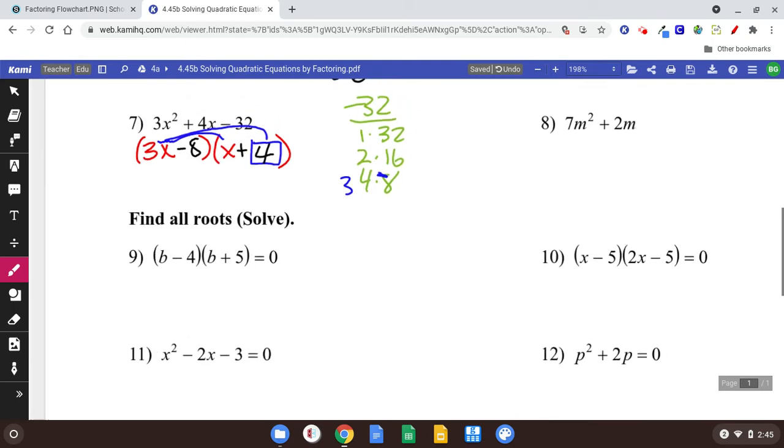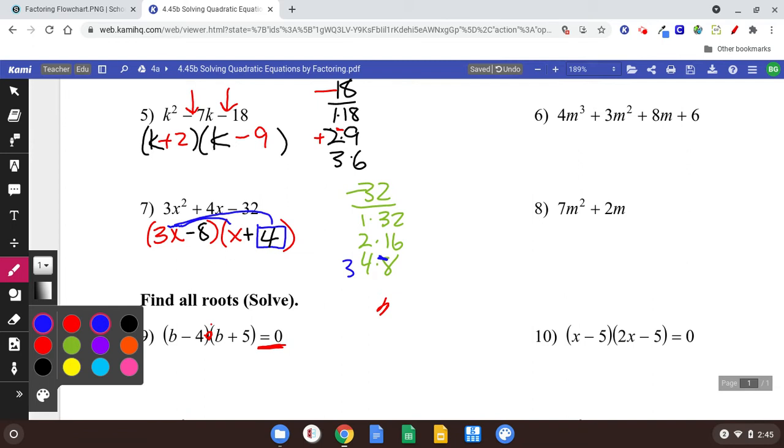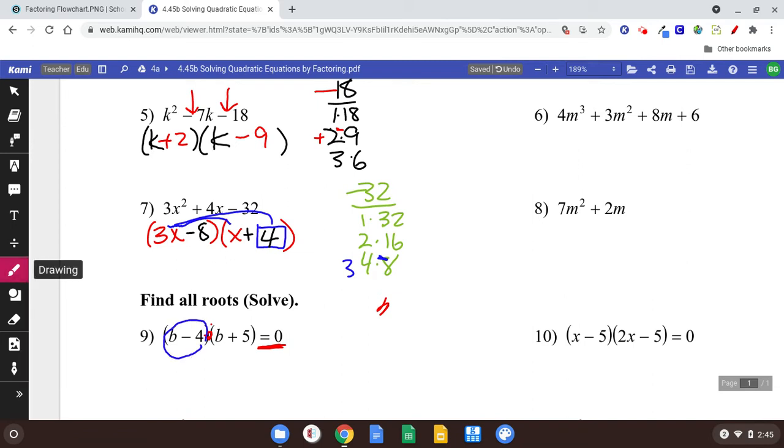Number 9 is the first problem where we have to solve. So in the first couple of problems, we were just factoring, and it doesn't seem like we're really doing anything useful. But what we're trying to do when we factor is try to get to where we can solve. And in order to solve, I'm going to use something called the zero product property. We've got this equals 0. We've got two things multiplied together to get 0. And so how it works is we would know that either this thing or this thing would equal 0. In order to produce 0, either one of those two things is going to have to equal 0.